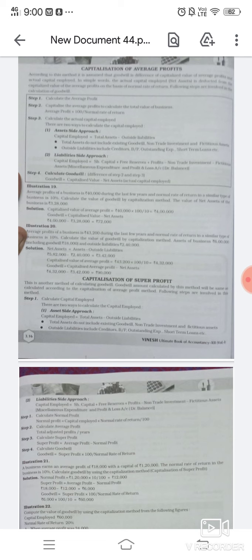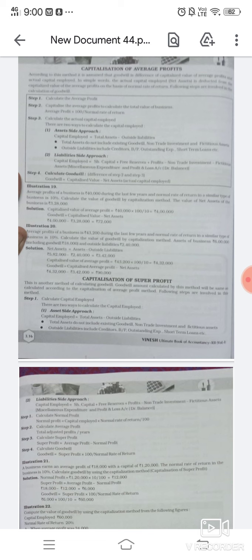What is the formula? That is average profit into 100 divided by normal rate of return. So average profit is also given directly, that is 43,200 into 100 divided by normal rate of return, which is 10. So it is easy. Next, value of goodwill. Formula is capitalized average profit minus net asset. So 4,32,000 minus 3,42,000, that is 90,000, is the value of goodwill. It's a very easy sum.